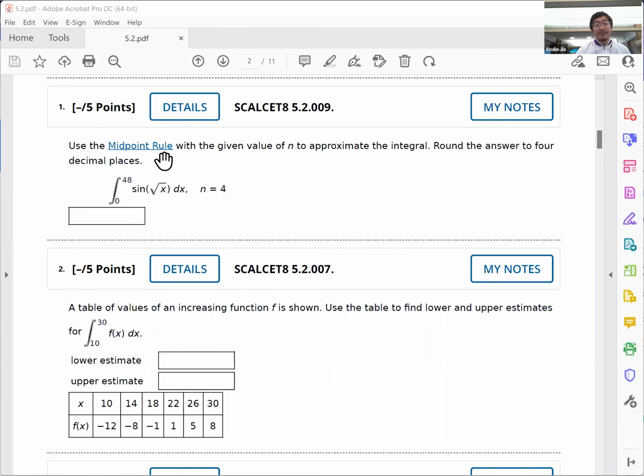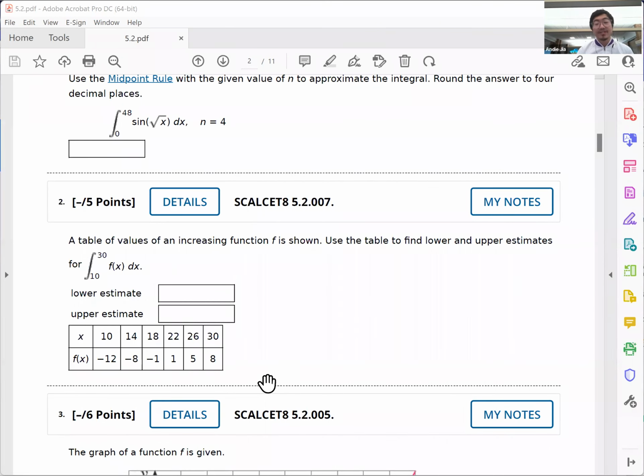Number 2, we have an increasing function. Make sure the lower estimate is produced by the left endpoint approximation, and the upper estimate is produced by the right endpoint approximation. Just be careful about the behavior of the function. If the function is decreasing, the lower estimate is provided by the right endpoint approximation, and the upper estimate is provided by the left endpoint approximation.